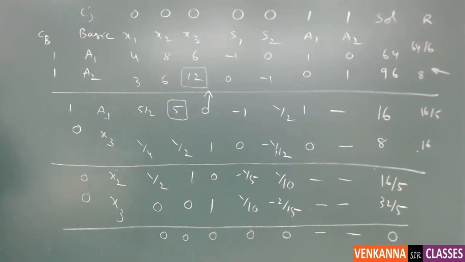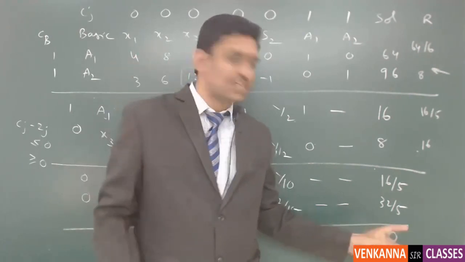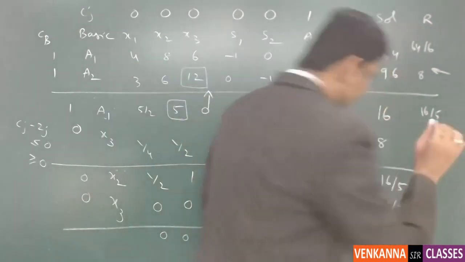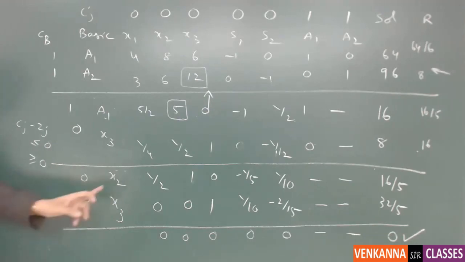So, what is the testing condition for optimality under the two-phase method? We are checking the regular condition that the Cj minus Zj values must all be either less than or equal to 0 or greater than or equal to 0, as per the minimization as well as maximization case. And since the solution column entry gives the value of the objective function, it must always be 0. If you substitute the values, it must be 0, because x2 takes the value 0 and x3 takes the value 0.